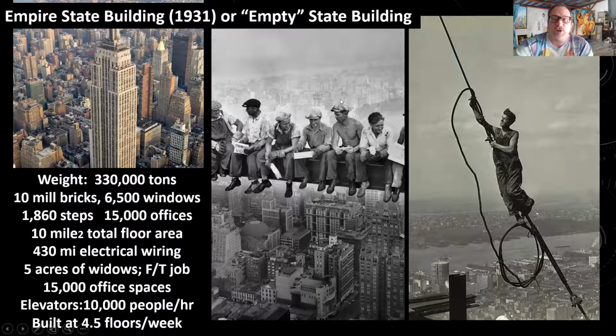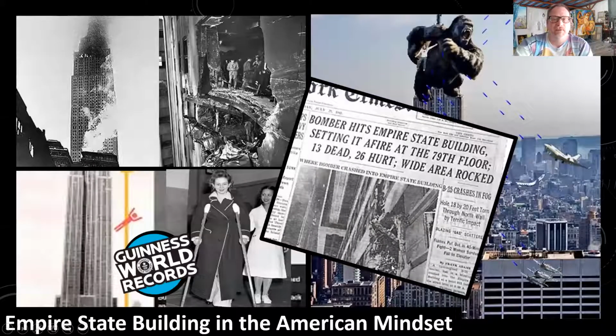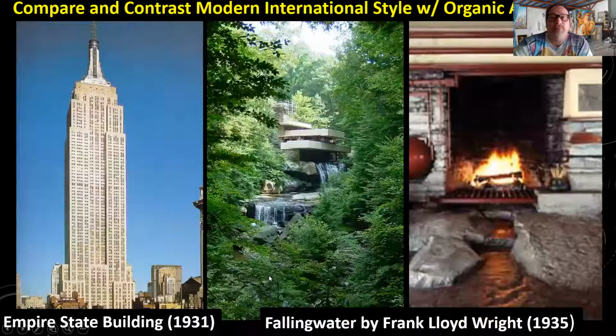One of the most famous artworks is men just having lunch on one of the giant girders, 1,000 feet in the air. The Empire State Building also holds a Guinness Book of World Record because it was actually hit by a bomber. It set a fire on the 79th floor, and 13 people died, 26 people were hurt. And the Guinness World Record is a woman fell in an elevator from 79 floors and survived. This is her coming out. That's the longest elevator fall we've ever had in world history, still today.